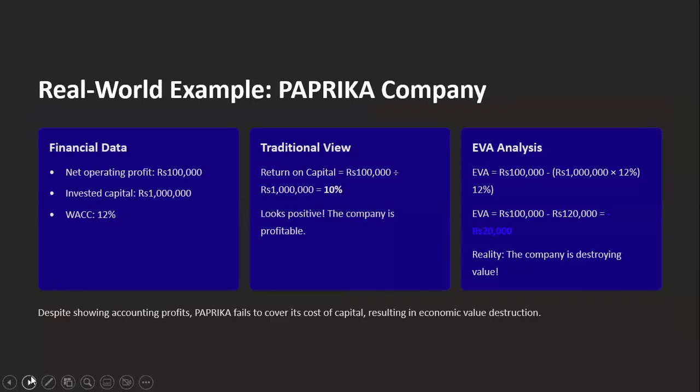Net operating profit we have is 1 lakh. Invested capital we have is, sorry, 10 lakh. And our weighted average cost of capital is 12%. Now, weighted average cost of capital I will cover in another lecture. If you want WACC also to be explained, just let me know in the chat box, because this was already covered in the second semester, so I have not taken it here.